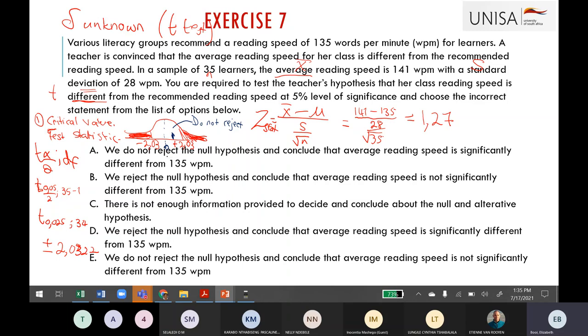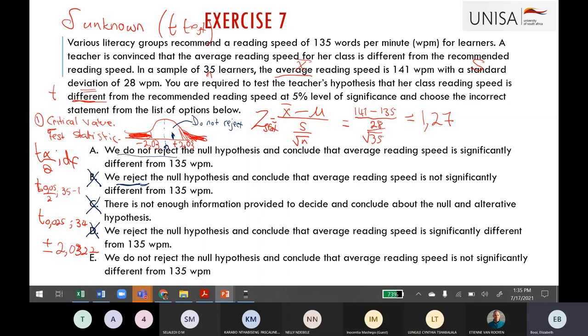The first one is do not reject, so that is correct. This one says reject, so that won't be correct. This one says there is not enough evidence. We do have enough, so that's not correct. We can make a decision. D says we reject the null hypothesis and conclude. We do not reject. So we are left with two statements.